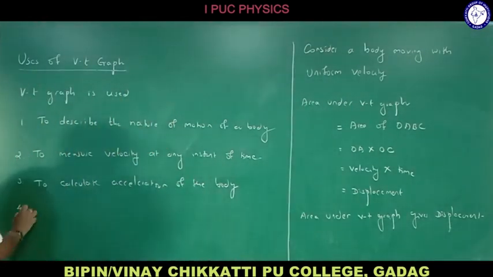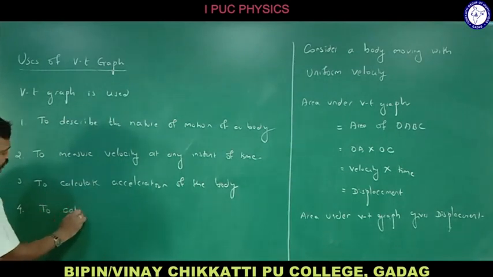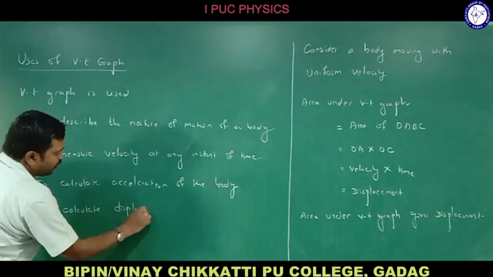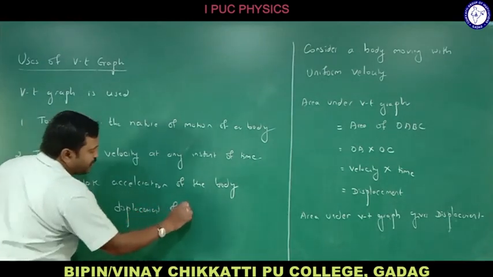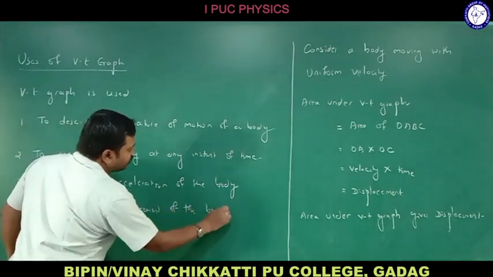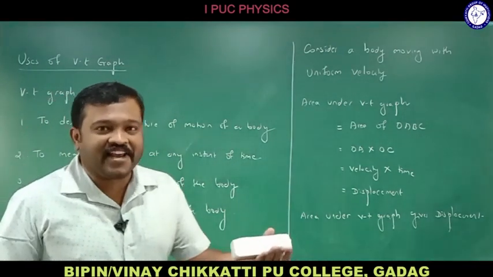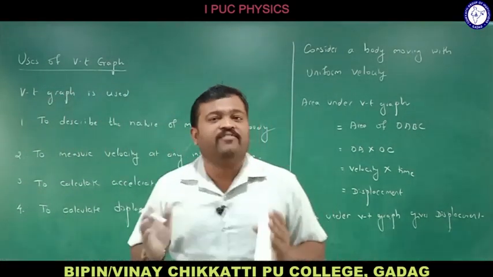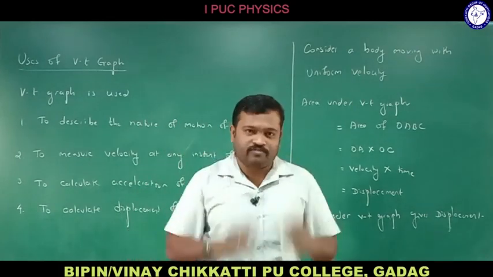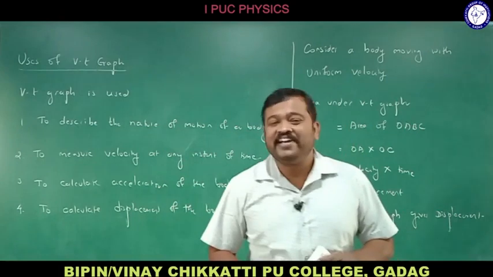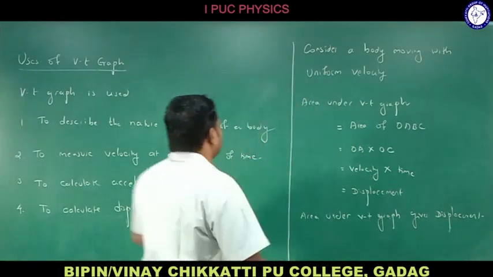Okay. The next use is to calculate the displacement of the body in the motion. How to calculate displacement? Take the area under the VT graph. The area under the VT graph gives displacement of the body. So these are some of the uses of the VT graph. Now let us move ahead here, right?